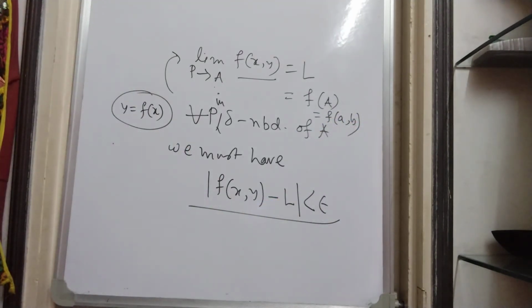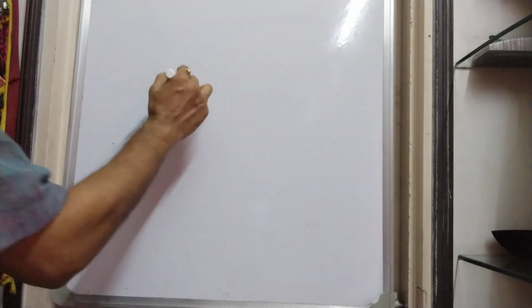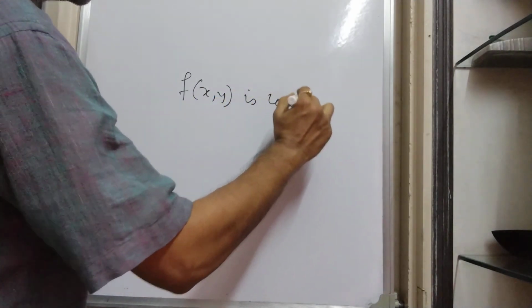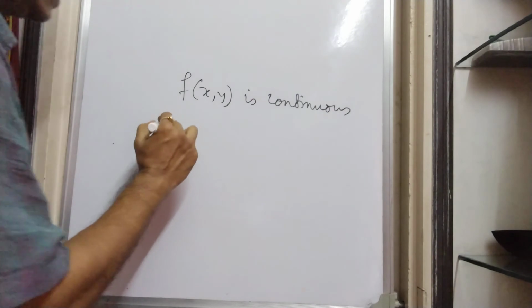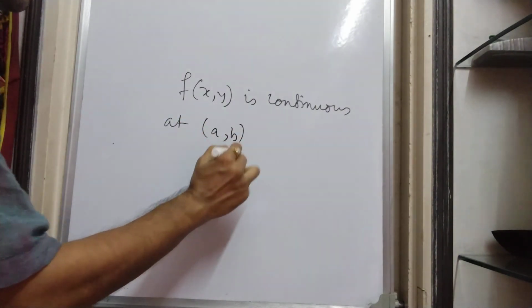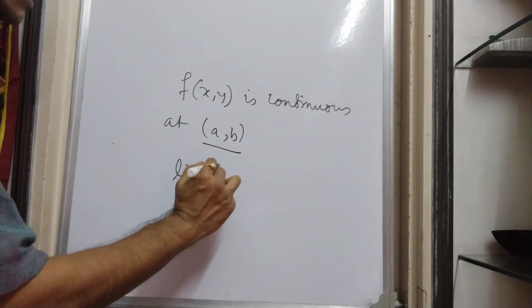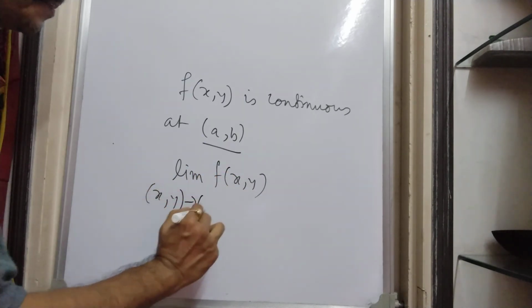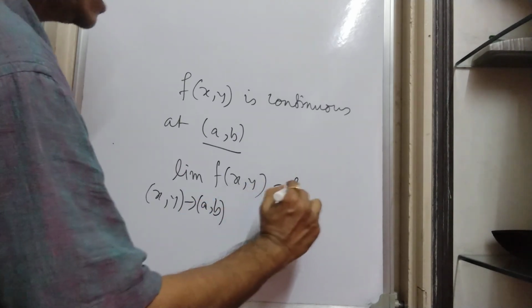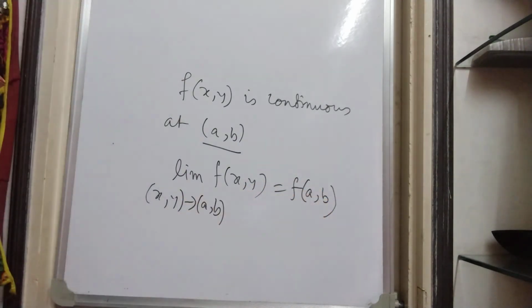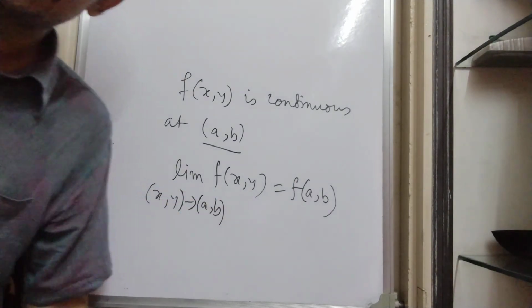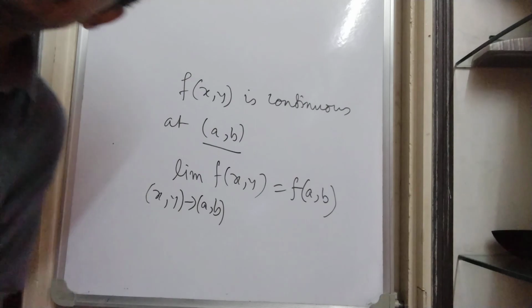Let me write it clearly. Whenever f(x,y) is continuous at (a,b), a particular point, we must have the limit of f(x,y) as (x,y) tends to (a,b) equal to f(a,b). That means the limit of the function is equal to the value of the function at that particular point, with the definition of limit earlier defined.